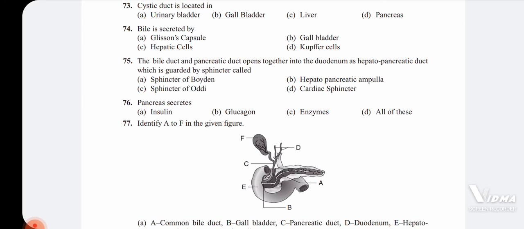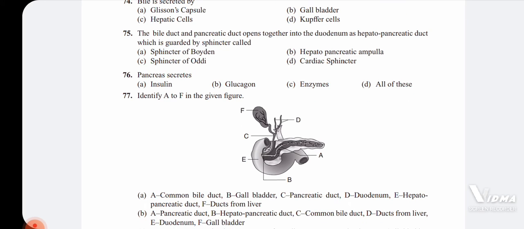On to the next, 75th question, the bile duct and the pancreatic duct open together into the duodenum as the hepatopancreatic duct, which is guarded by a sphincter called. The duodenum has a lateral connection with the pancreas and the liver, and this opening is regulated by the sphincter called the sphincter of Oddi. So for the 75th question, the answer is option C.